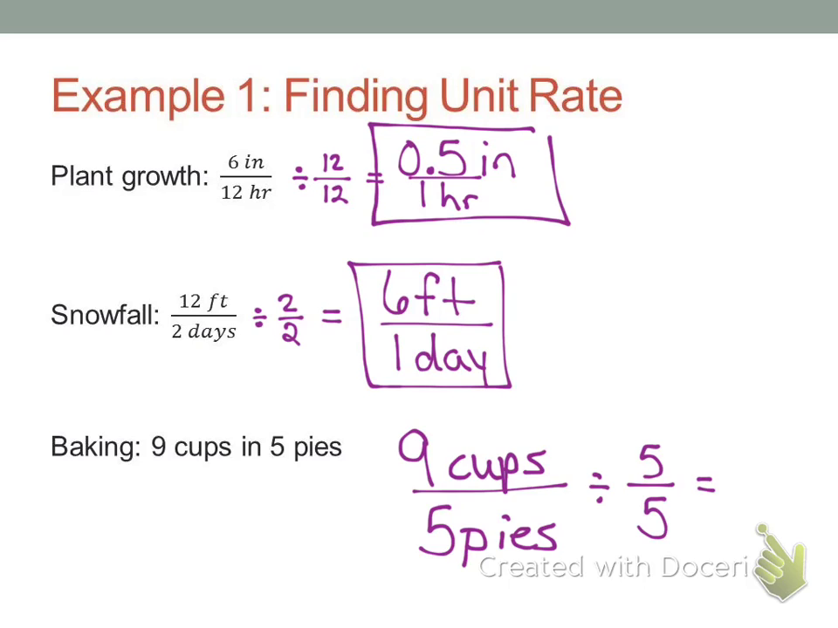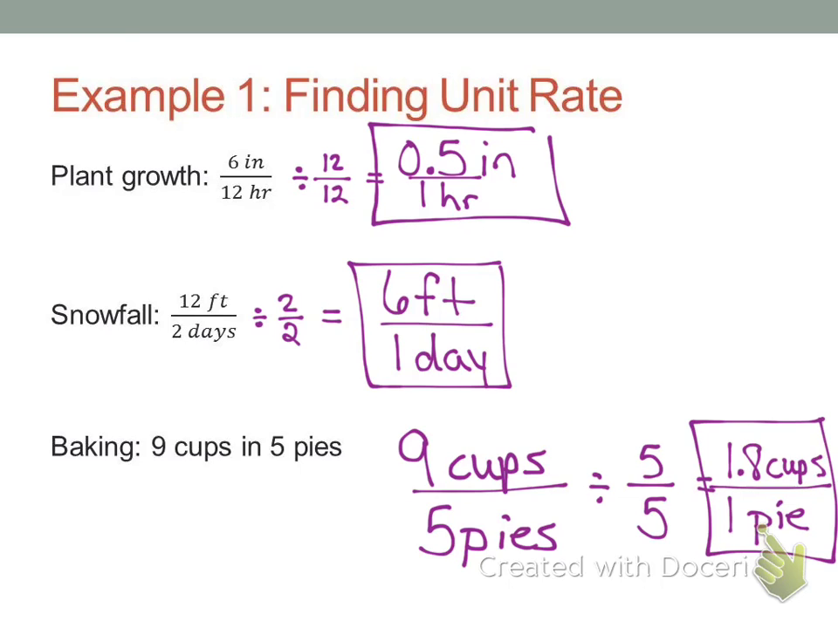Go ahead and figure out and write your answer as a unit rate. What is going to be the answer? 1.8 what? Cups over 1 pie. Make sure you label. Who got that right? All right, any questions? Any questions so far in finding unit rate?